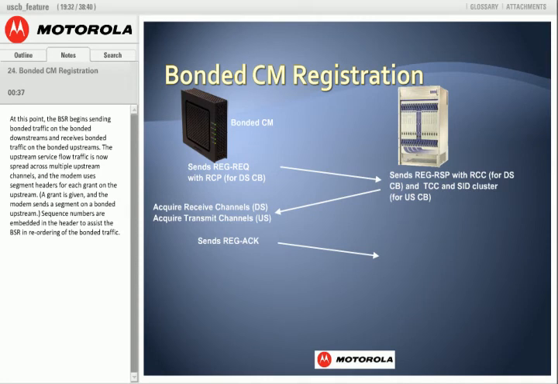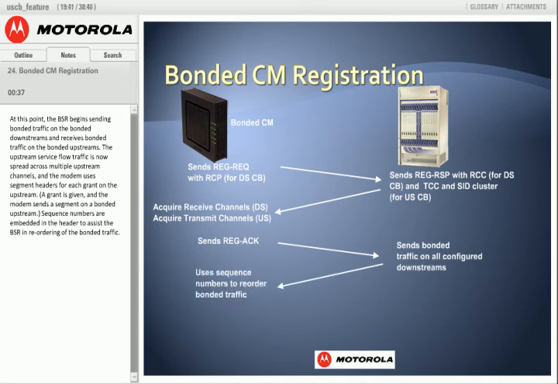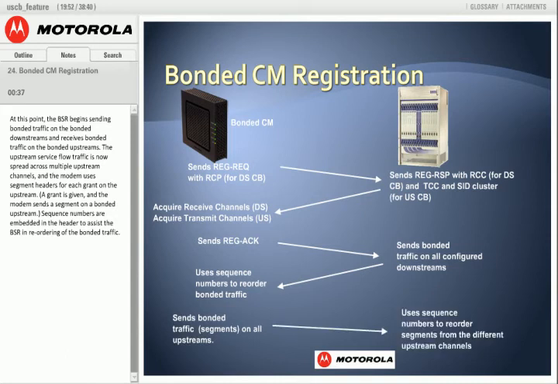Bonded cable modem registration. At this point, the BSR begins sending bonded traffic on bonded downstreams and receiving bonded traffic on the bonded upstreams. The upstream service flow traffic is now spread across multiple upstream channels, and the modem uses segment headers for each grant on the upstream. A grant is given, and the modem sends a segment on a bonded upstream. Sequence numbers are embedded in the header to assist the BSR in reordering of the bonded traffic.